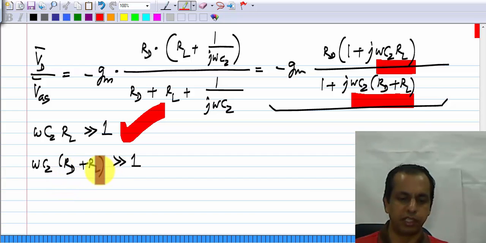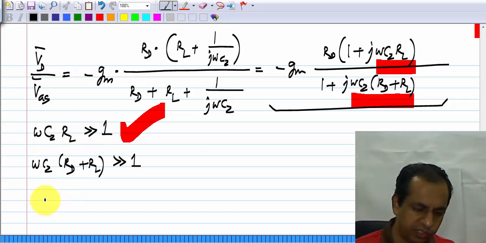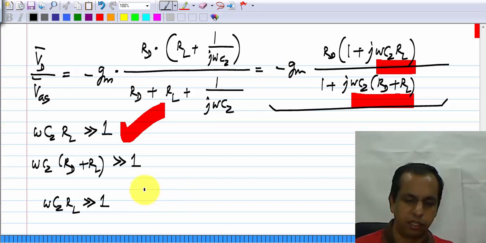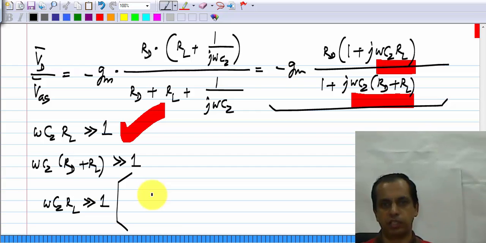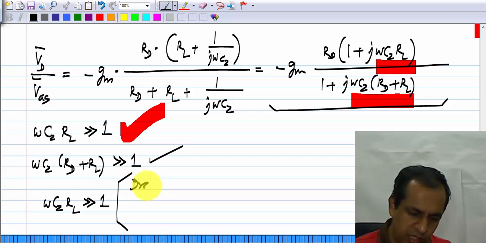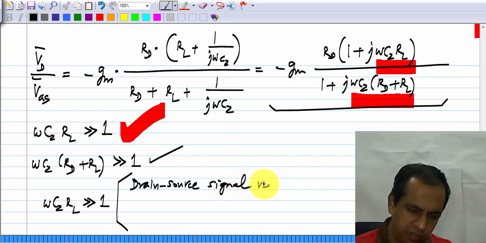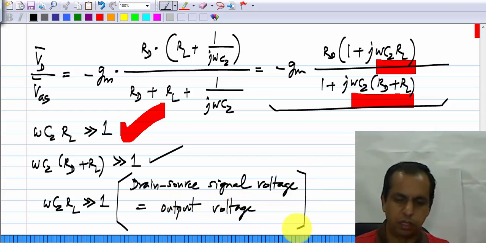But if R D is 10 times larger than R L, what can happen is you could satisfy this condition, not that one. So, typically on the output side, you try to satisfy this condition, that is omega C 2 times R L being much more than 1. The reason I went through all of this calculation is to make sure that this is not for the output voltage. The output voltage will come out just fine even if you satisfy this one. This is just to make sure that the drain source signal voltage equals the output voltage.